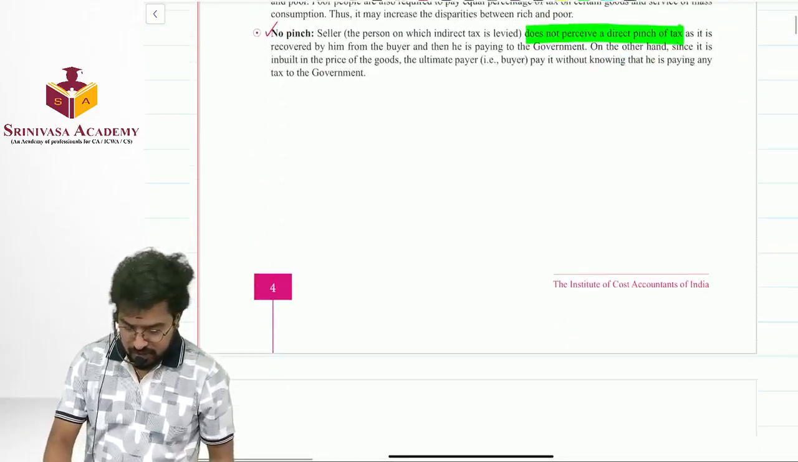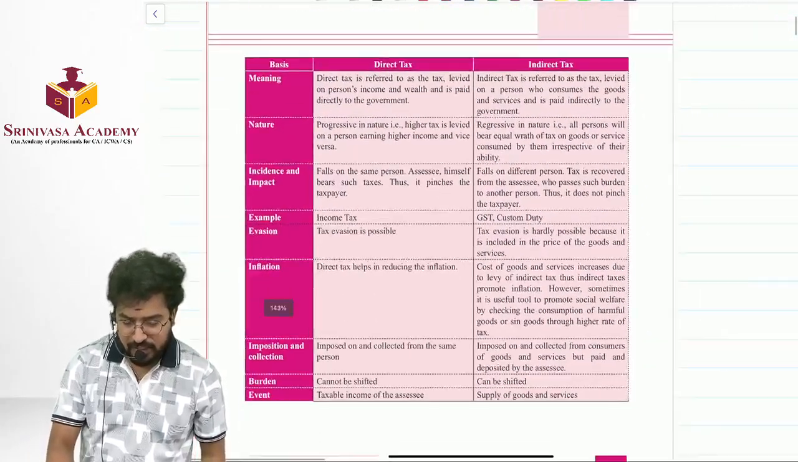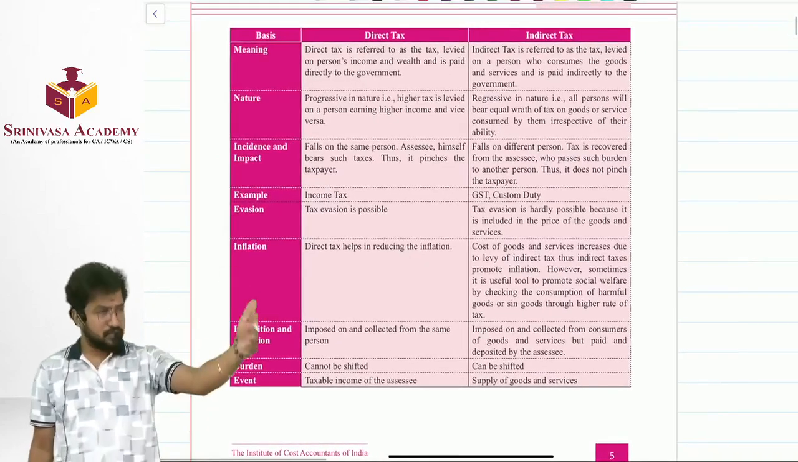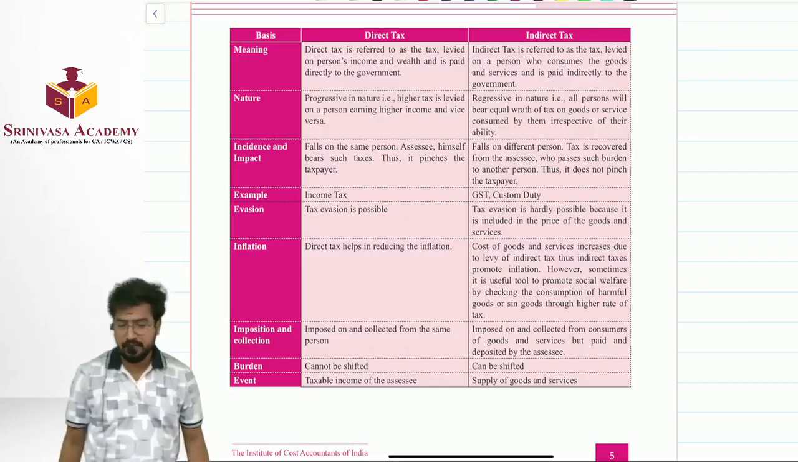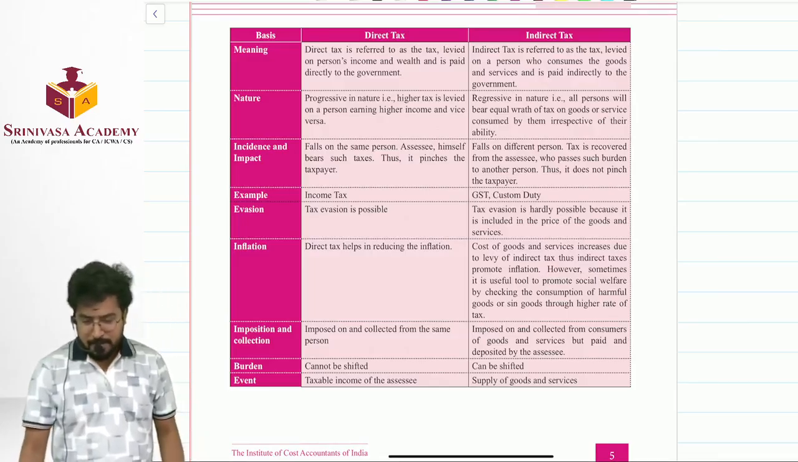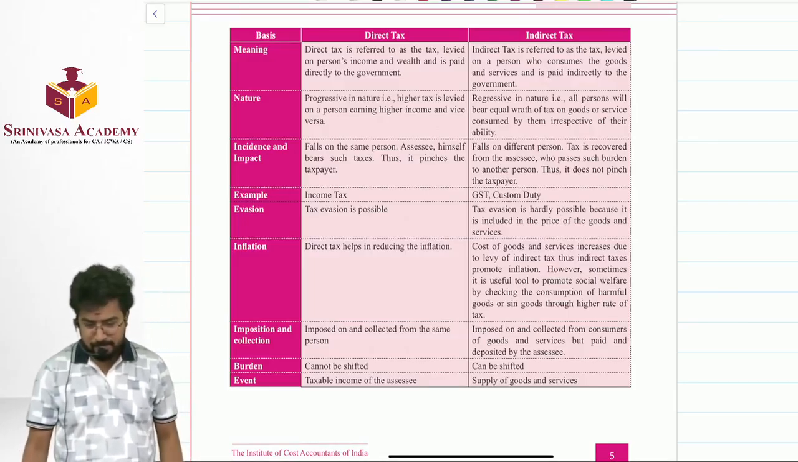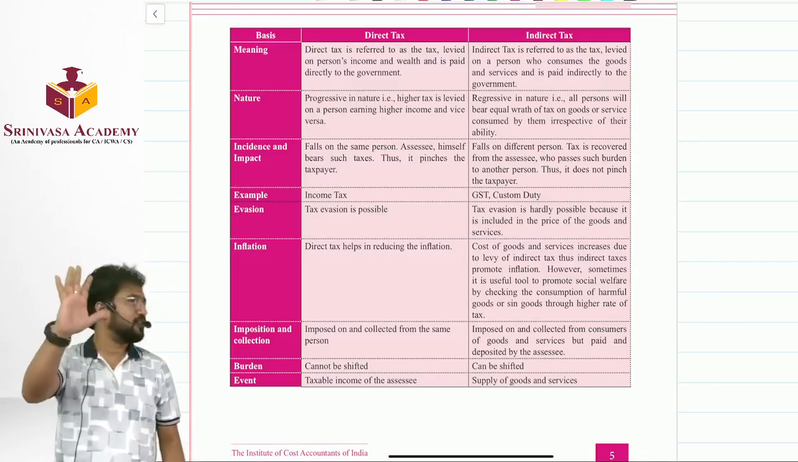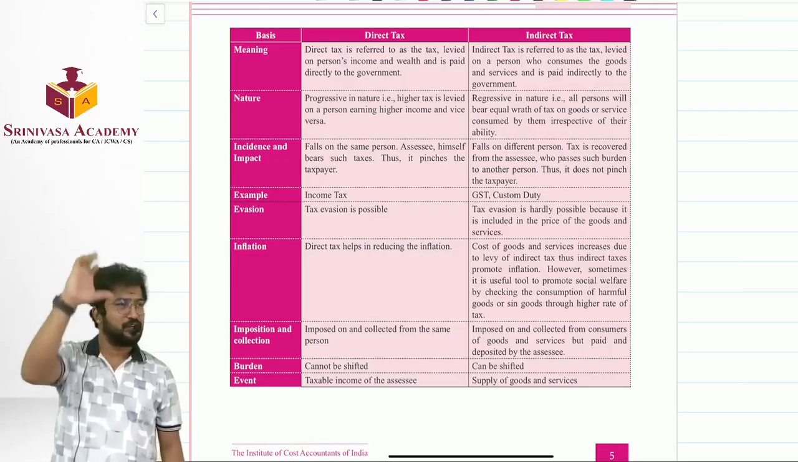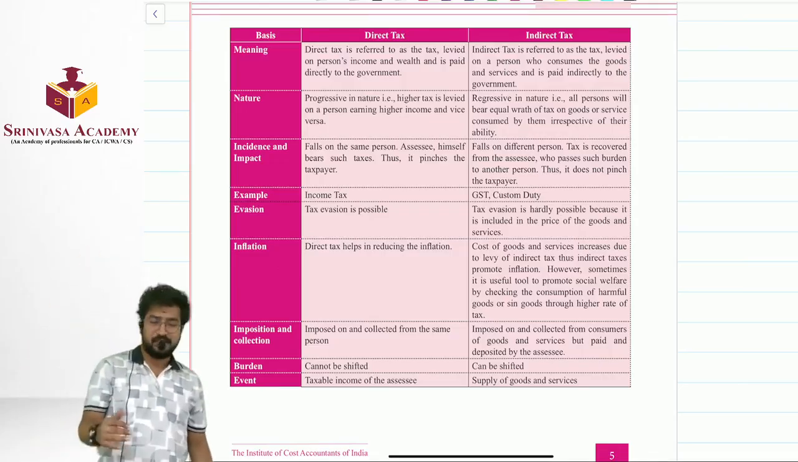What is next one? Differences between direct tax and indirect tax. Again, the question should be what? What are the differences between direct and indirect taxes? While framing this book itself, they have decided, I guess, the 7-mark questions, and they have given all the size of the question, answers, concept, everything.